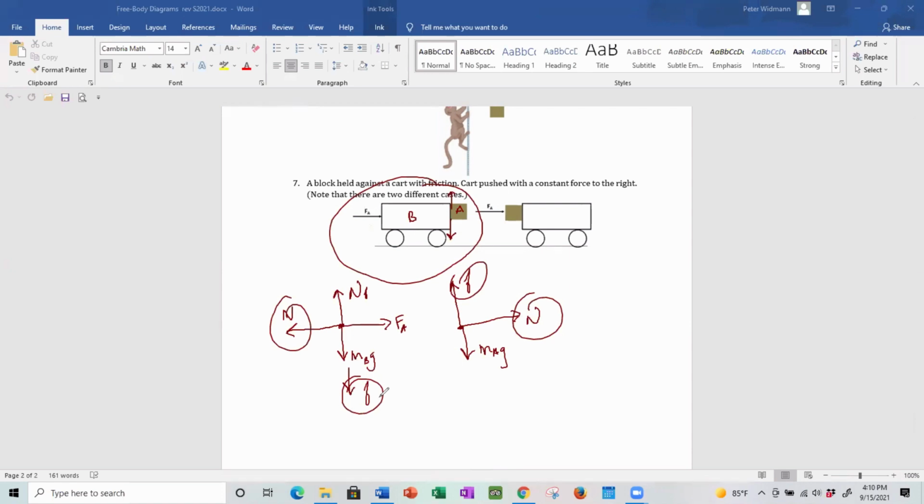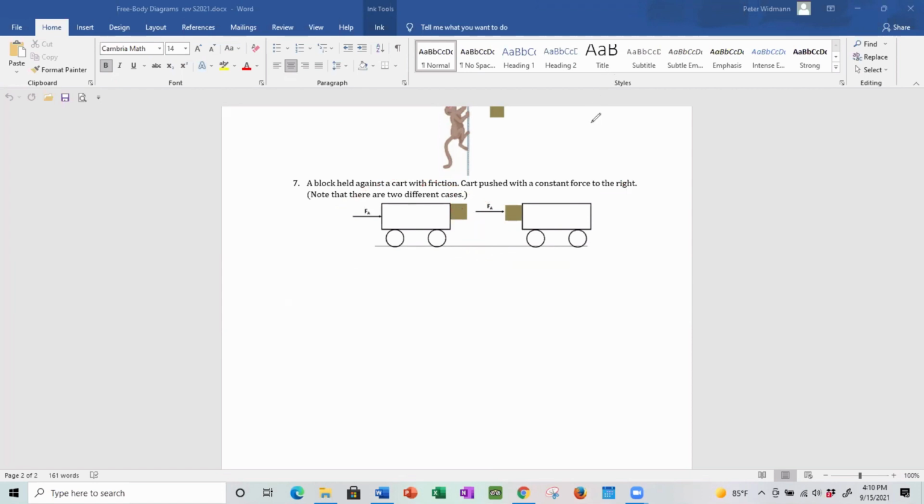Okay, that's good. Now, this problem here, I'm going to let you work on your own. I'm going to put this on your test. So work on it, and you may ask questions about it, but I will put it on your test. Okay, does anybody have any questions on free body diagrams?